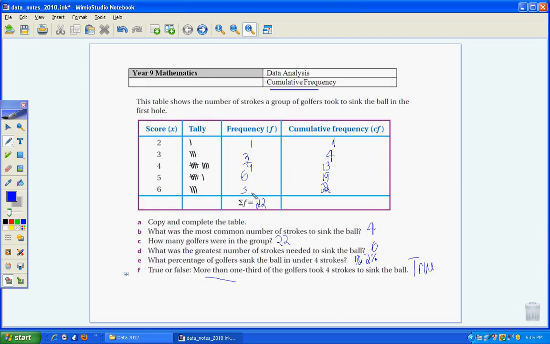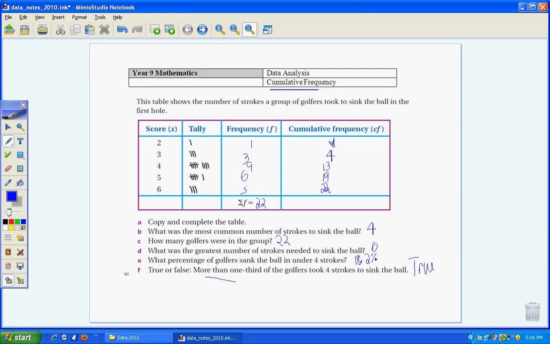Like tally 1, so there, 3, so we write down a 3. There's 9 ticks, so we get 9. 6 there, so we write down 6, and there's 3 there, so we write down 3. Our total of our frequency, and that's what the sum notation is, that sigma f, is the sum of our frequency, is 22. And our cumulative frequency is basically just going through and adding our scores up.